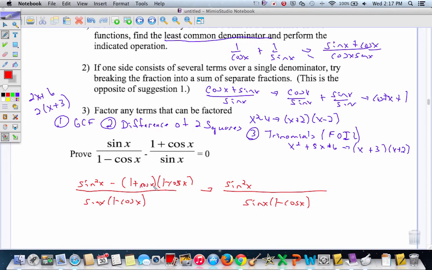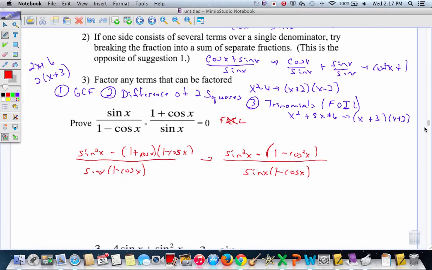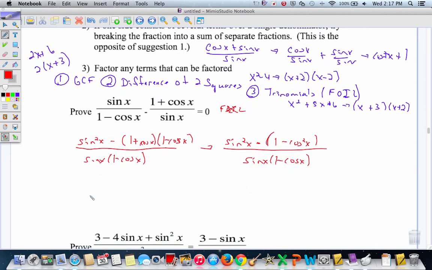If we recognize the pattern, these two terms are called conjugates. When we multiply conjugates in the FOIL process, the outer and the inner cancel each other out, so I can just do first and last, which is what I'm going to do. So 1 times 1 is 1, and cosine times negative cosine is minus cosine squared. Noting that I'm leaving that in parentheses because of this minus sign. Anything I have a product of that I'm going to subtract, I have to subtract every single term that's there, not just the first term. So parentheses remind me to do that.